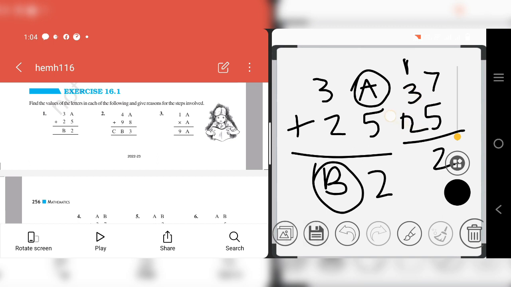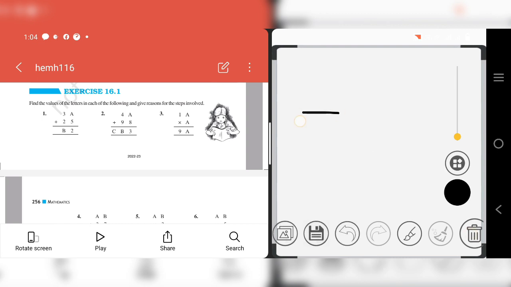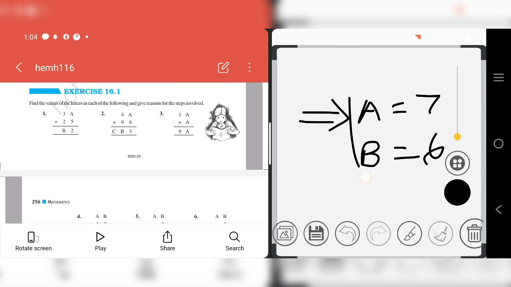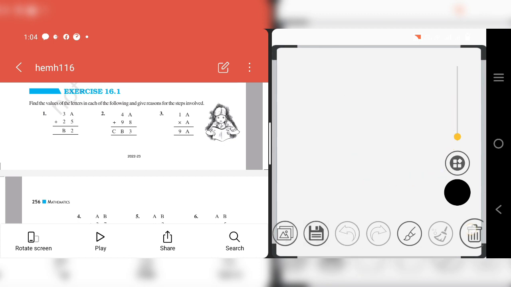and 2 as it is, plus symbol as it is. So 1 plus 3 is 4, 4 plus 2 is 6. So the value of b is 6. A value is 7 and b value is 6. So at last let's write, which implies the value of a is equal to 7 and the value of b is equal to 6. So we have solved. Next one.